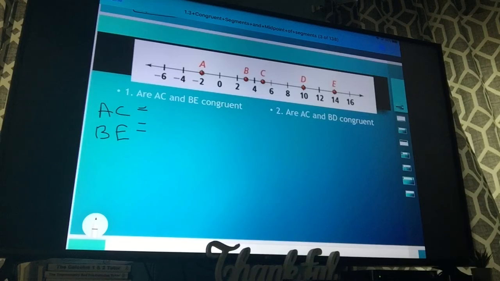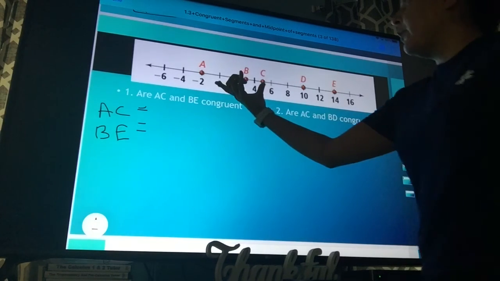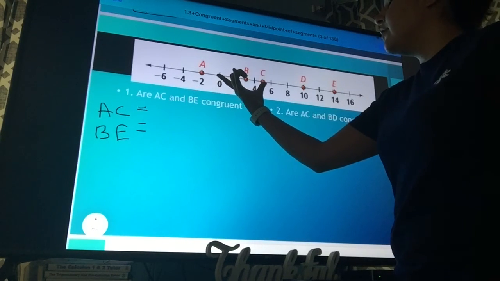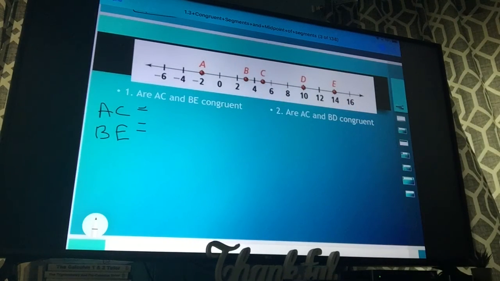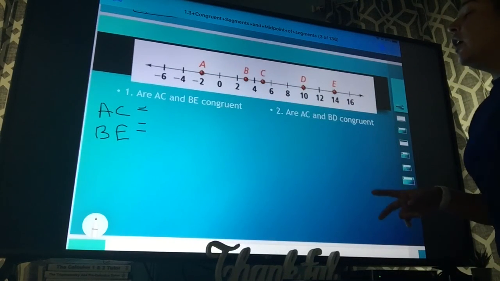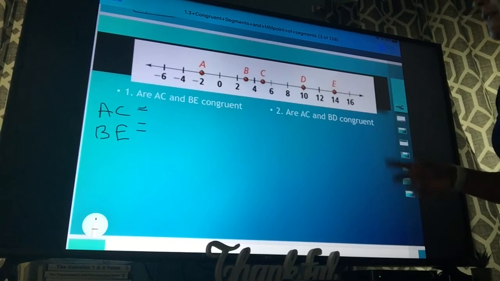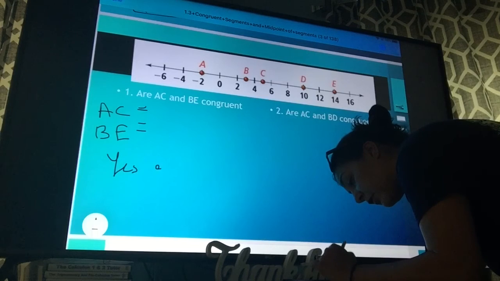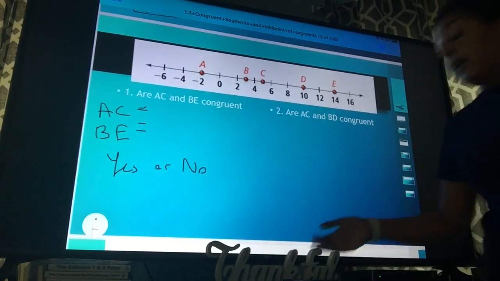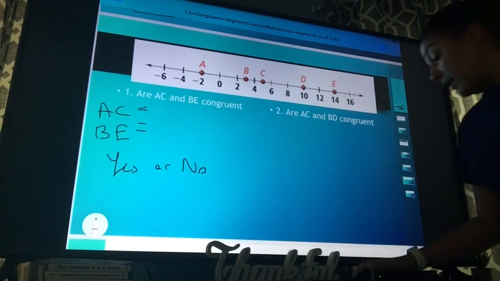I want to make sure that you know how to read the segments properly, because some of you guys did not the other day, and some of you guys did. Most of you guys did great. There was only about 2 of you. And then you can write yes or no, depending on if they're the same value or not.